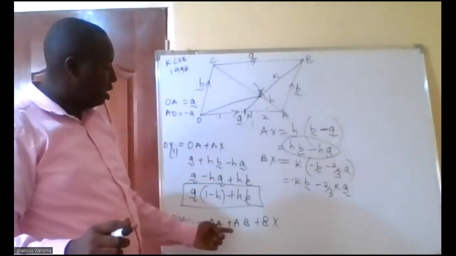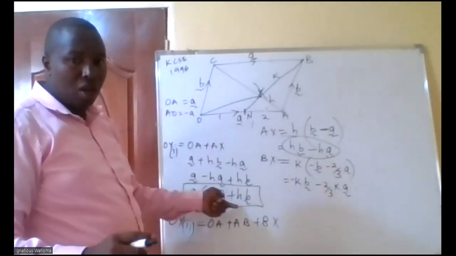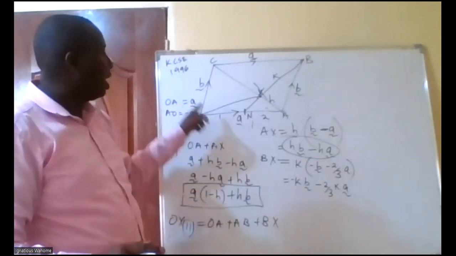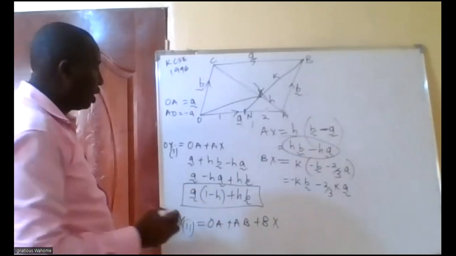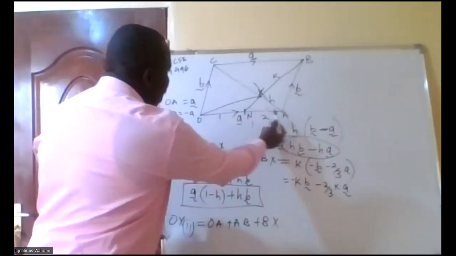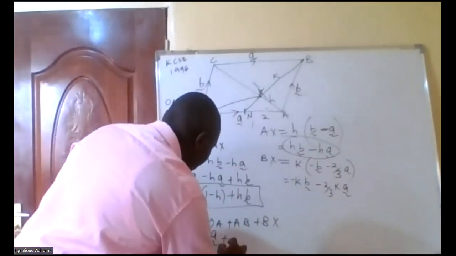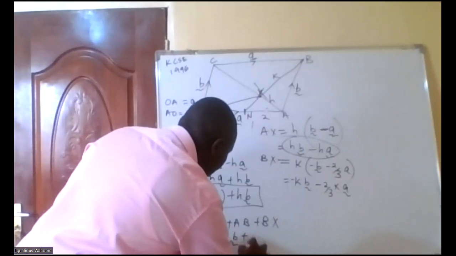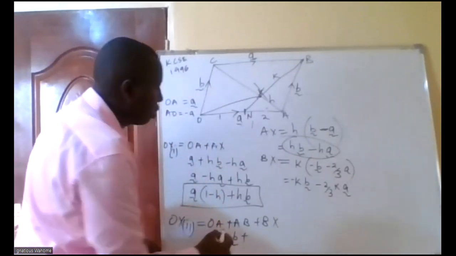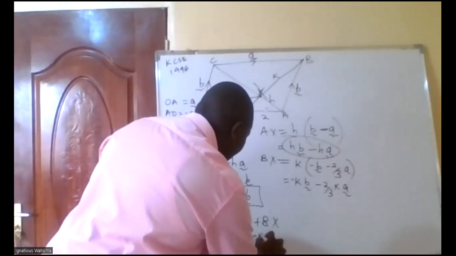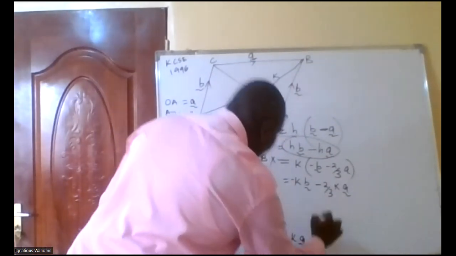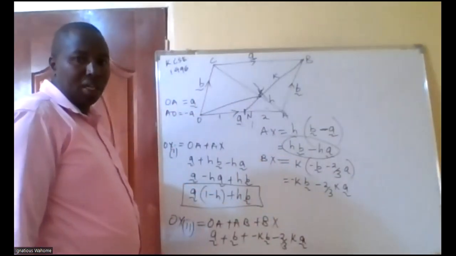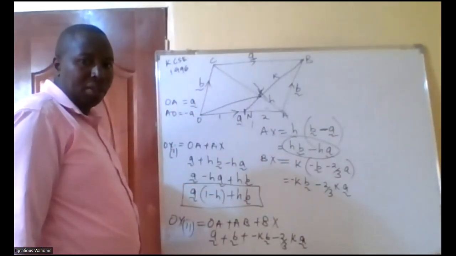It must be BX. These two values are the same: OA plus AB is the same even if you use this other route, then plus BX. So take OA, which is vector A, plus AB, which is vector B. Then from there, BX. What's our BX? Minus K vector B minus 2 over 3K vector A.